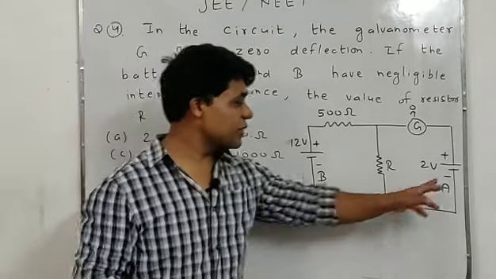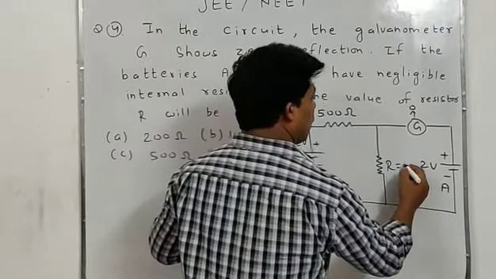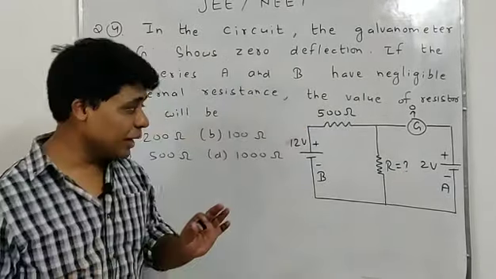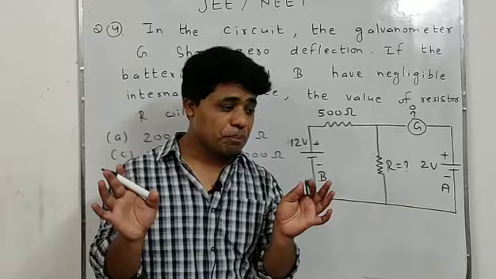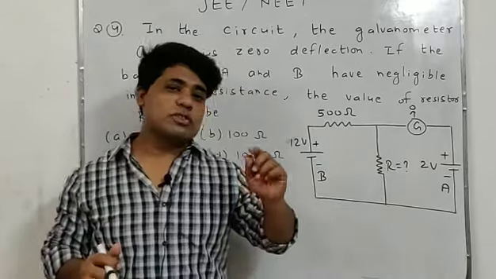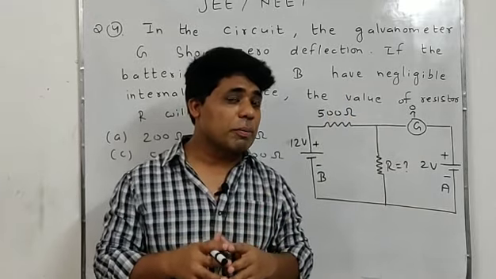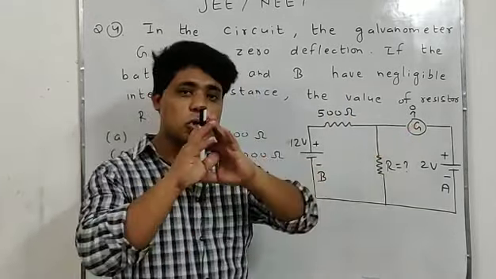We are given two circuits A and B. This resistor R, we have to find. And one important condition is given: the galvanometer does not show any deflection. What is the meaning of that? We know, students, current always flows from higher potential to lower until they become equal. Galvanometer does not show any deflection.